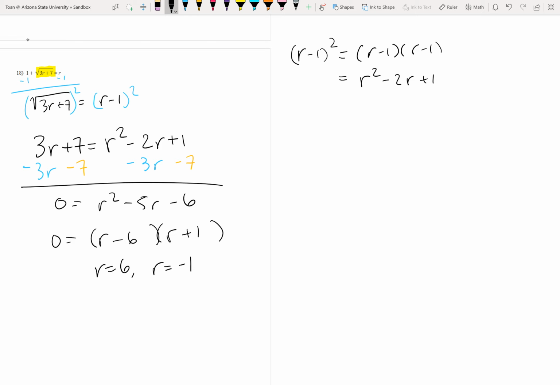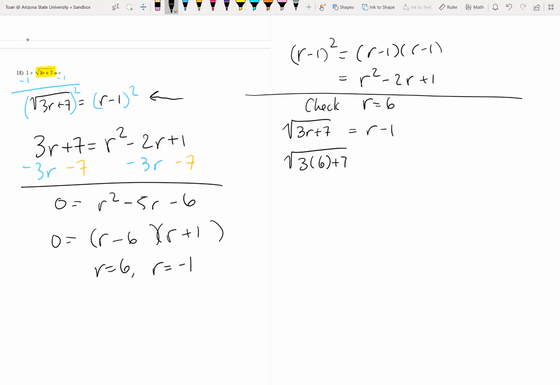Now, if you look at the equation before we squared both sides, right here, notice we have variables on both sides. We have r's on the left and the right. So that is a signal that we must check our answers. And when you check your answers, you check them in the equation before you square both sides. So I'm going to check it in the 3r plus 7 equals r minus 1 form. You cannot check it after the squaring step. So to check, just plug it in.